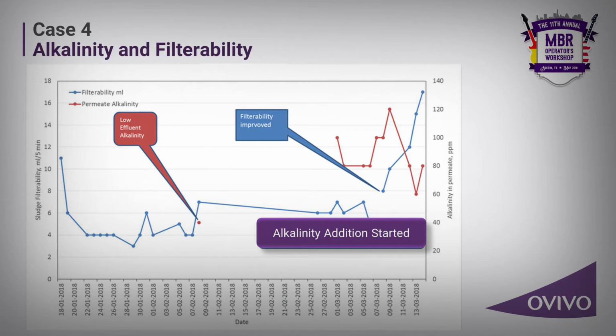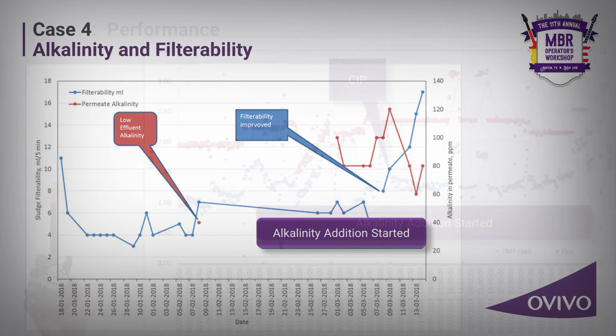So in this chart, you can see on the left-hand side is the sludge filterability number in terms of the blue line, and on the right-hand side, it's the effluent alkalinity number. So when the customer started adding alkalinity to the plant, and you can see in the permeate, the alkalinity was above 80 ppm or somewhere around 80 to 100 ppm, their sludge filterability started climbing up. That's where we saw that there was an issue with the alkalinity, and it was affecting the sludge filterability.